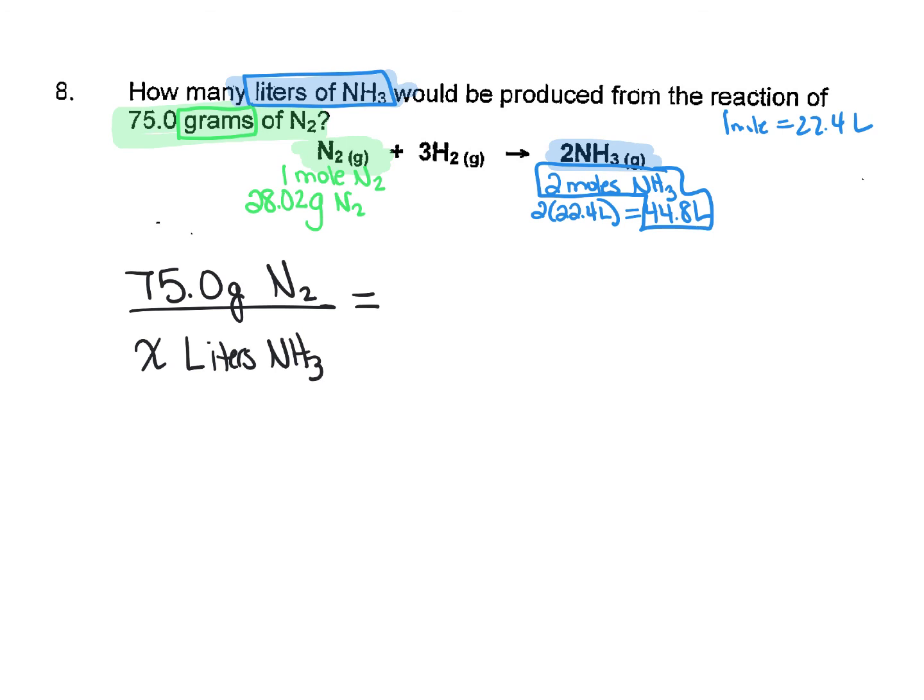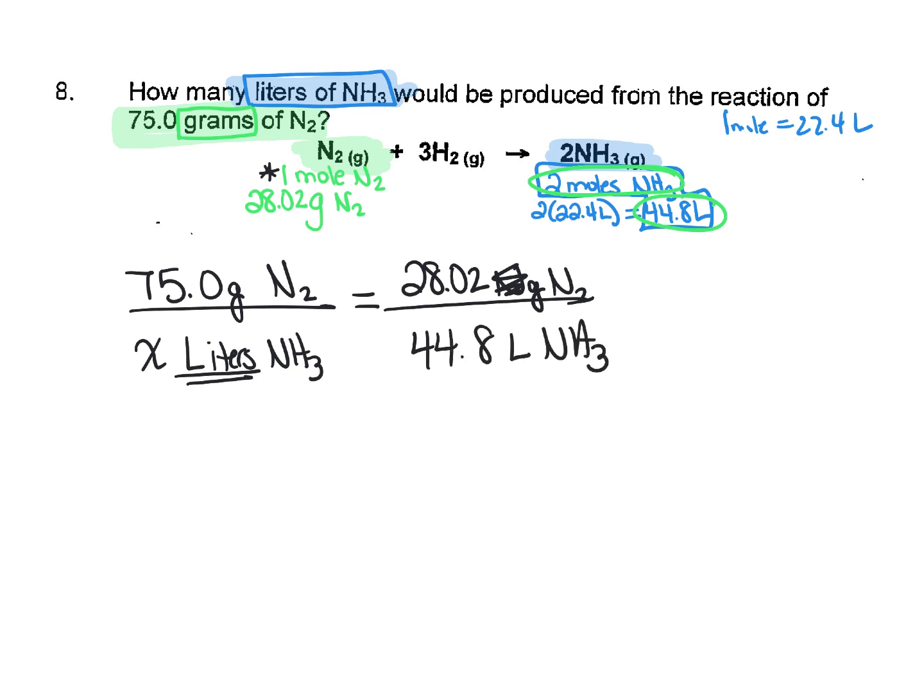Then we use our information from our balanced equation and the information we know. We know how many grams of N2 we're going to be needing. According to our balanced equation, it's 28.02 because that would be the mass of 1 mole of N2. We want to find liters. Well, according to our balanced equation, we need 2 moles of NH3, which would be 44.8 liters. So we're going to put 44.8 liters of NH3 on the bottom.